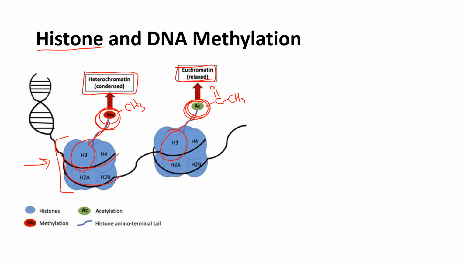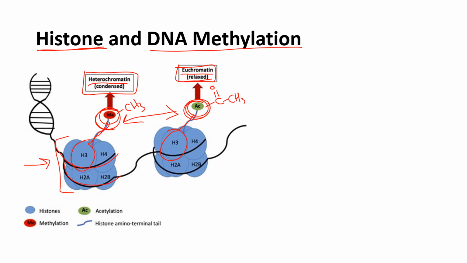And the chromatin remodeling complex can control whether the methyl group or the acetyl group is added to those histones. So it can control whether that segment of DNA is found in heterochromatin or euchromatin. But the methylation of the histones will lead to less or no gene expression.